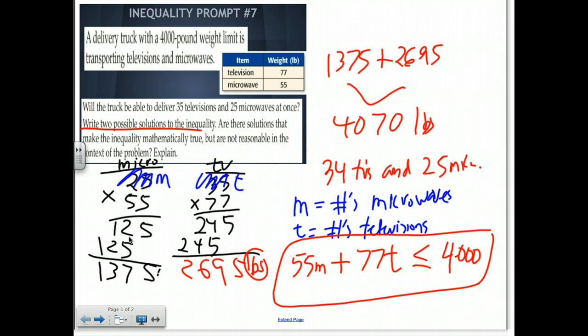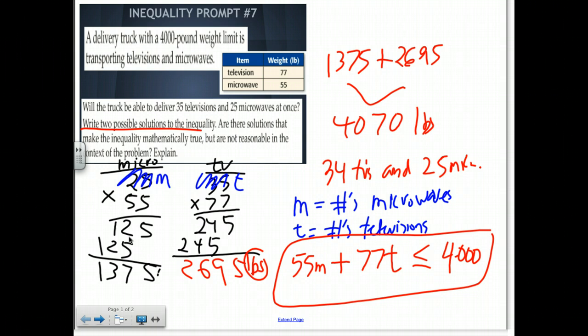No. Think of it deeper in this case. We're talking about mathematically here. What is it that is mathematically possible, but not reasonable in real life? Yes. No TVs. But that's still reasonable. You can have an empty truck.